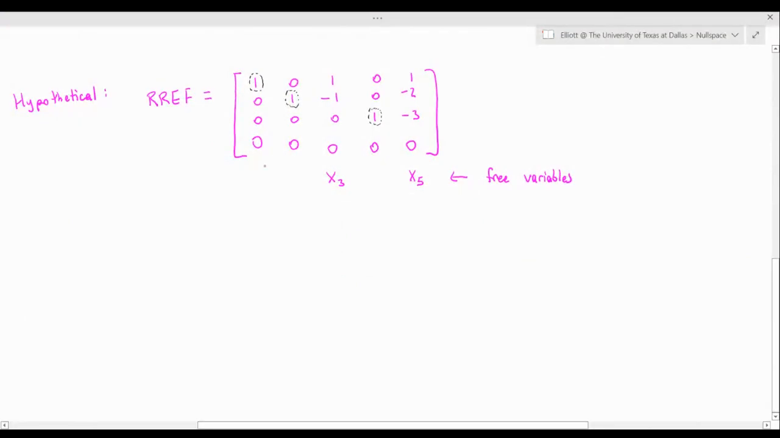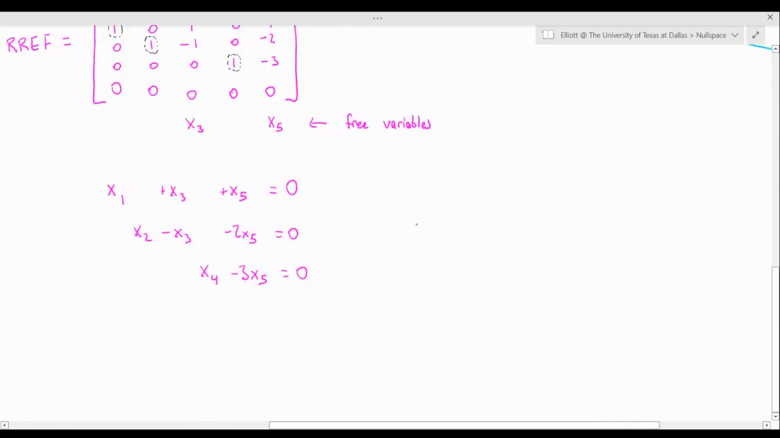When we write out the corresponding system of equations, the first row will give me this equation, the second row will give me this equation here. The third row will give us x4 minus 3 x5 is 0. What I tend to do is parameterize each of the free variables. In this case, we'll use 2 parameters, one for x3 and one for x5. So I'm going to use s and t.